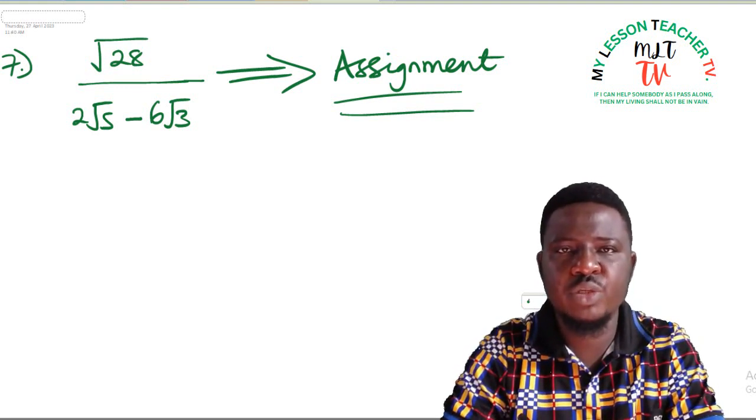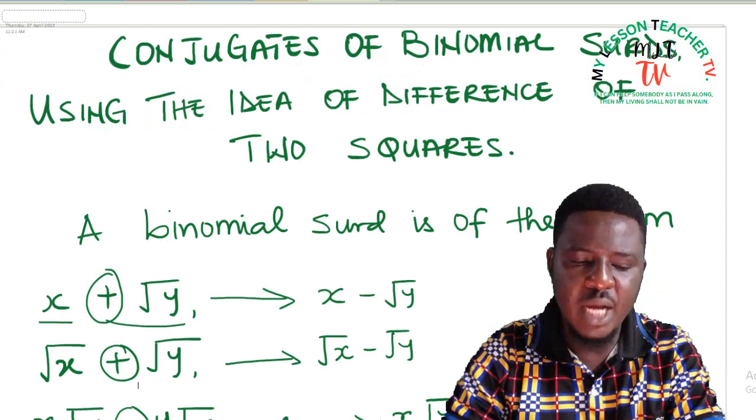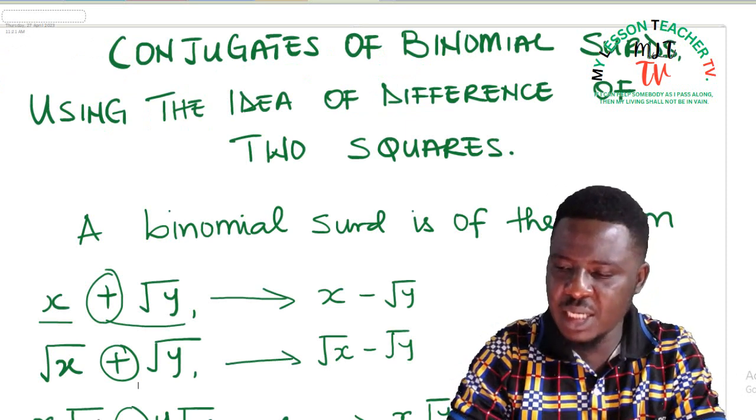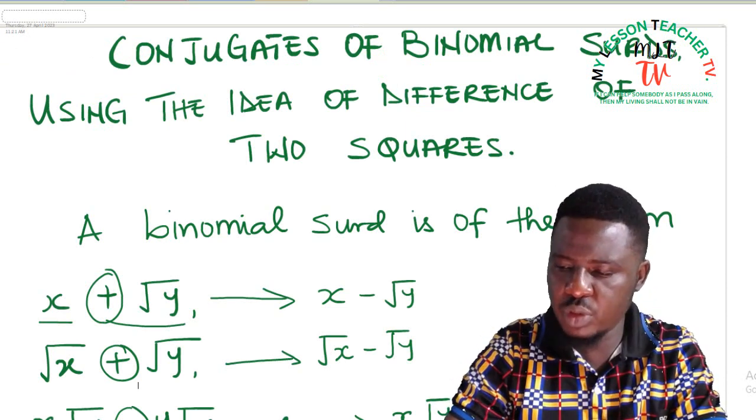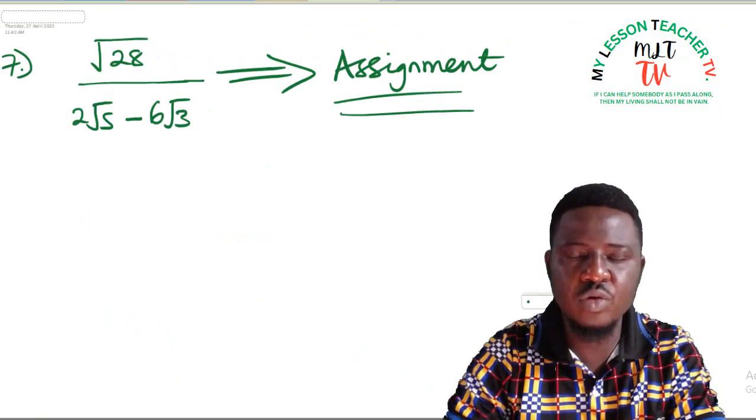Today's class is a continuation of our previous class on surds. At the previous class, we were looking at the conjugate of binomial surds using the idea of difference of two squares. And at that class, I gave you so many examples and I left the class with this as an assignment for you to solve.